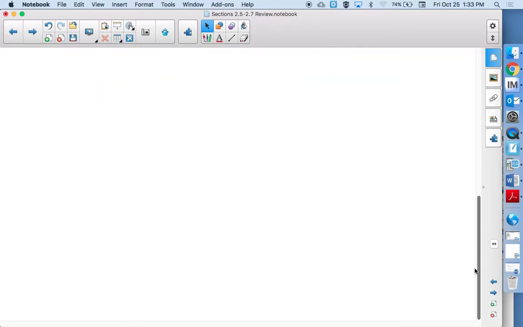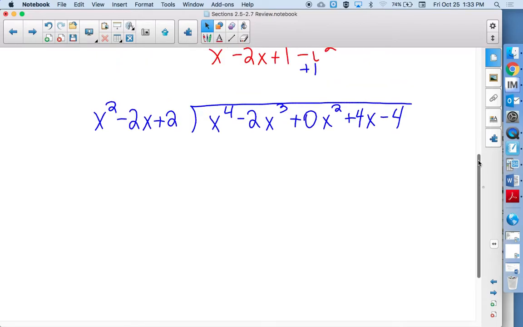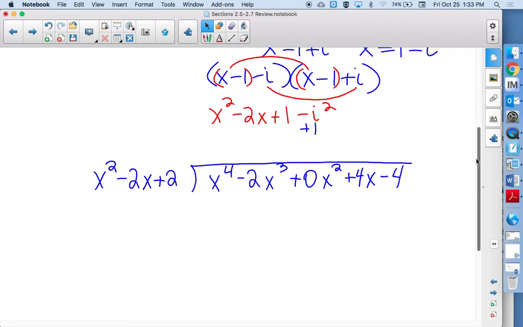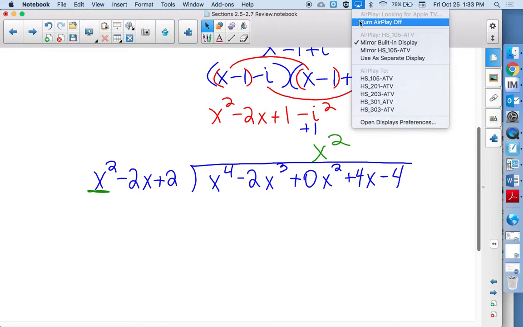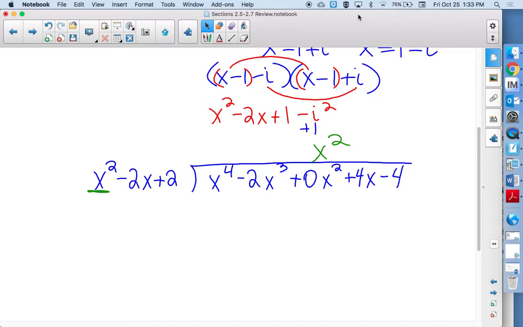So a little bit of long division, Mackenzie. How do we do long division? Yeah, so x squared times what makes x to the 4th? x squared. And then multiply x squared by those 3 terms. The subtraction.